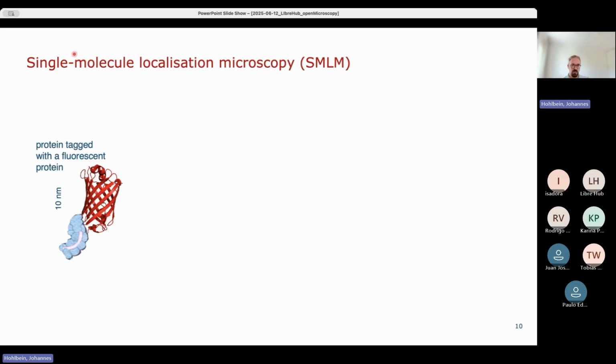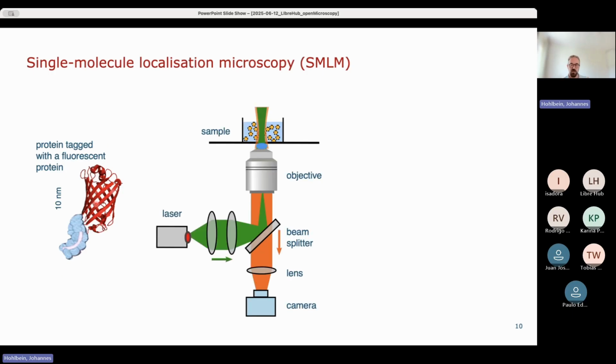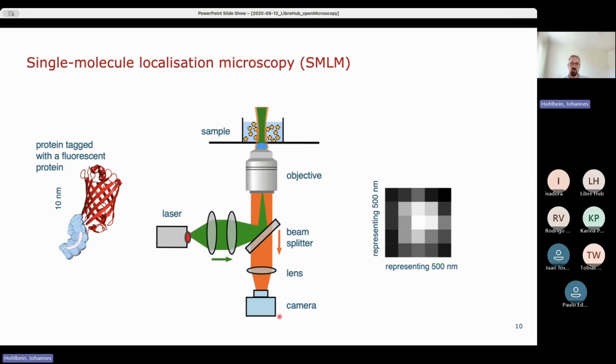This is where single molecule localization microscopy comes into play. So we have our protein that is tagged with a fluorescent protein. Then we use a microscope. Again, we make it a bit more complicated. In addition to the objective, lens and camera that I showed you before, we now couple laser light into the beam, which is focused into the objective, gives us a parallel laser beam here, so that we can effectively, in a relatively small volume, excite that fluorescent protein and measure the fluorescence of that protein with the camera.